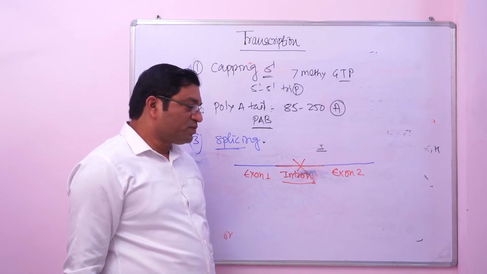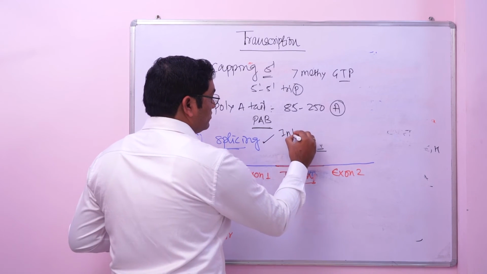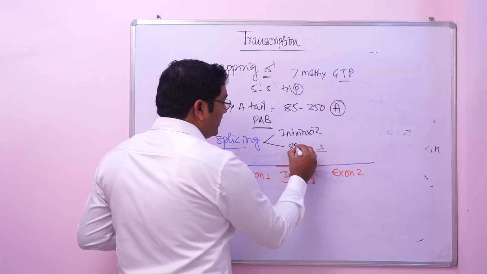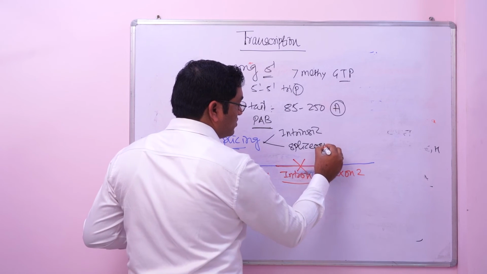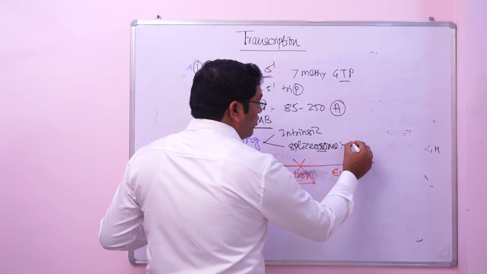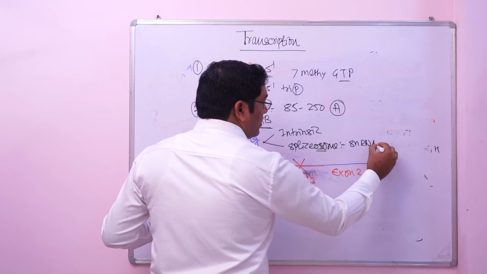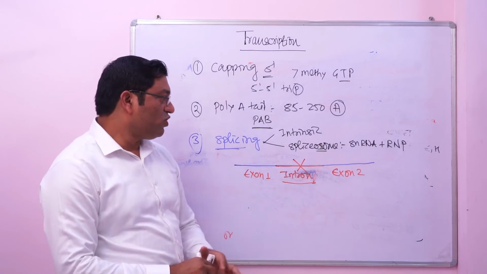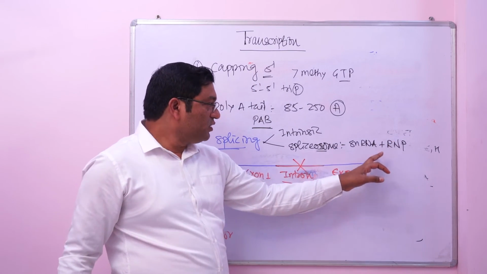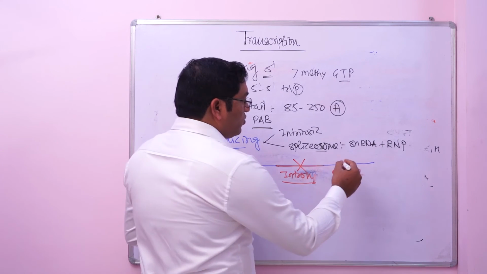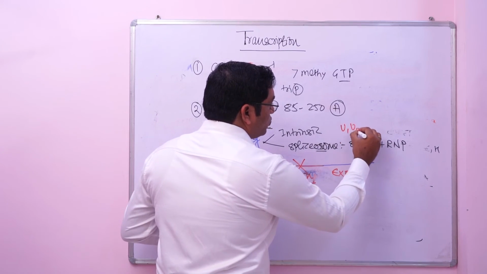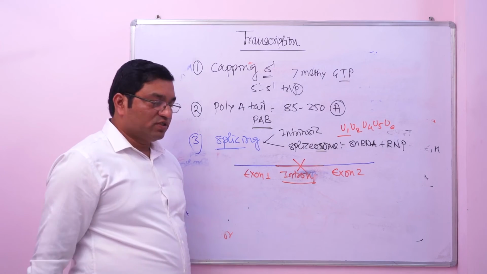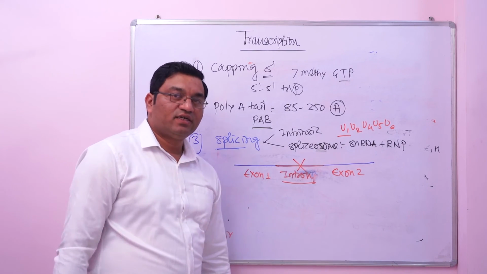So there are two types of splicing. One is the intrinsic splicing, and the second one is spliceosome mediated. Spliceosome means it is with the help of small nuclear RNAs plus ribonucleoprotein. It is pronounced as SNRP. There are important small nuclear RNAs, that is U1, U2, U4, U5 and U6. They help in the splicing process. So this is known as spliceosome mediated splicing.